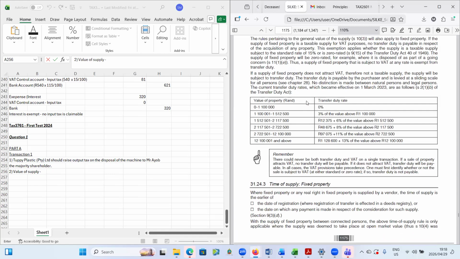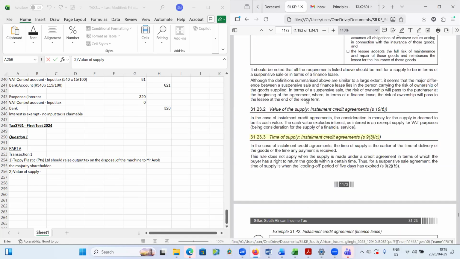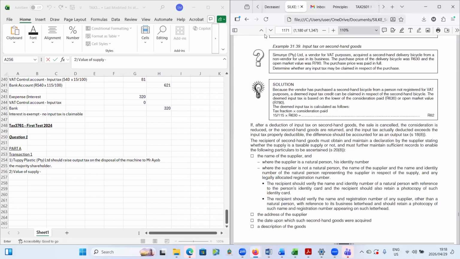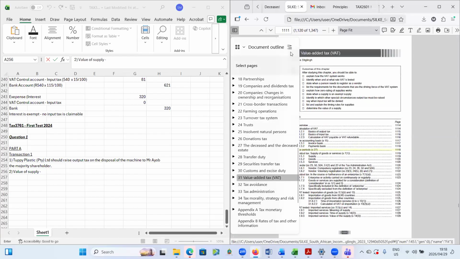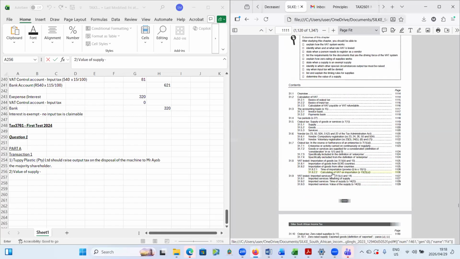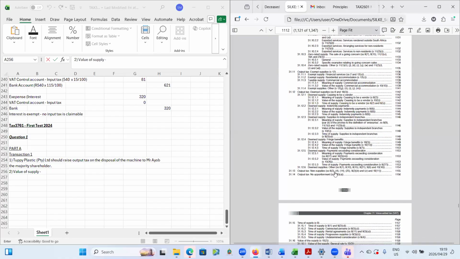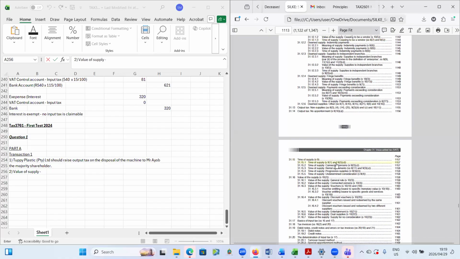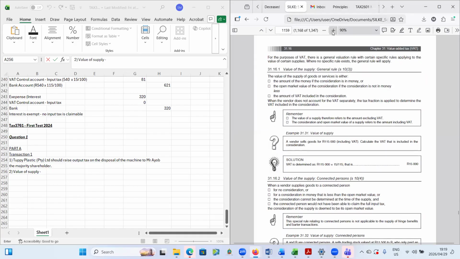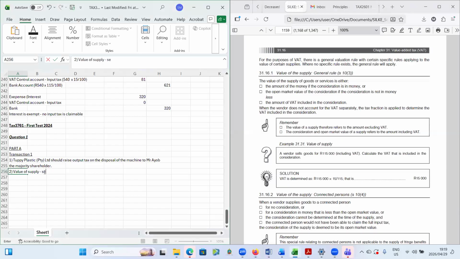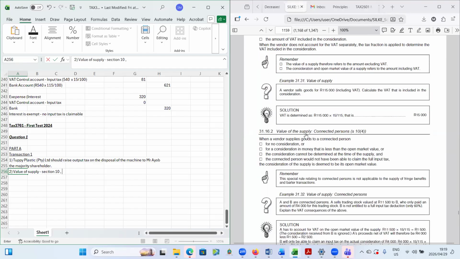Let me quickly go to the contents. Let's go to value of supplies, where you determine time of supply. Value of supply to connected persons. Which section is it? It's section 10. So when a vendor supplies goods to a connected person for no consideration, or for a consideration in money that is less than the open market value, this is our situation.